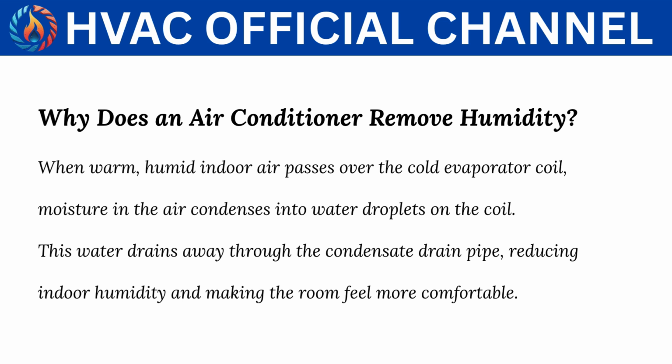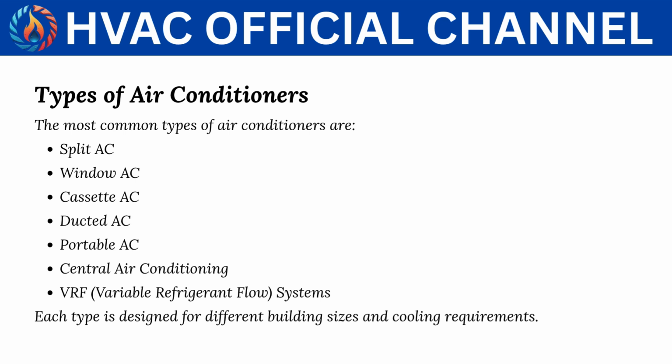Why does an air conditioner remove humidity? When warm, humid indoor air passes over the cold evaporator coil, moisture in the air condenses into water droplets on the coil. This water drains away through the condensate drain pipe, reducing indoor humidity and making the room feel more comfortable. Types of air conditioners.